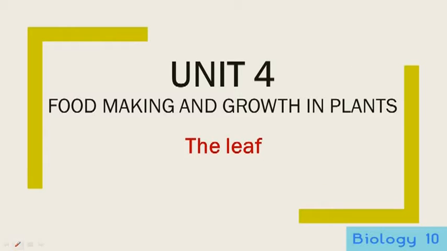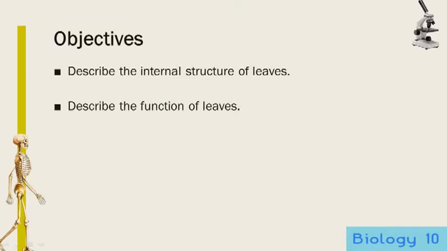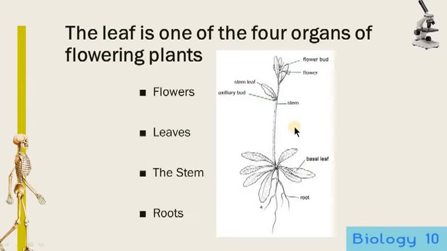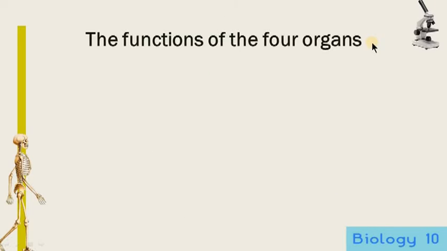Unit 4. Food making and growth in plants. The leaf. Here are the objectives for this section. We will describe the internal structure of a leaf, and we will look at the function of a leaf. Here is a diagram to show the 4 main organs of a flowering plant: the flower, the leaf, the stem, and the root. Let's look at the functions of the 4 organs.